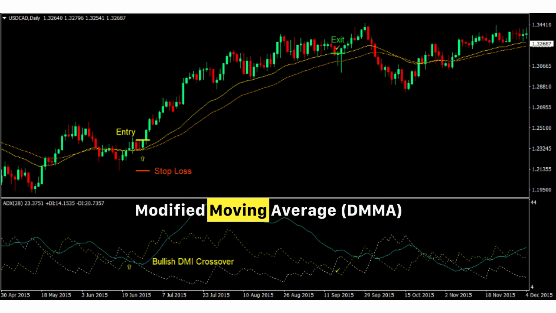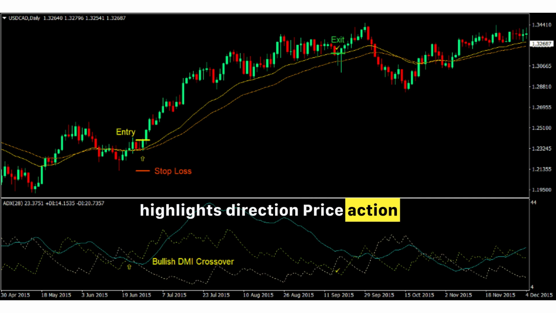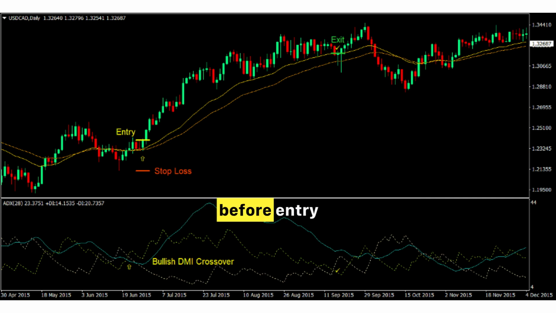Directional Modified Moving Average, DMMA, smooths price and highlights direction. Price action confirmation confirms momentum before entry.